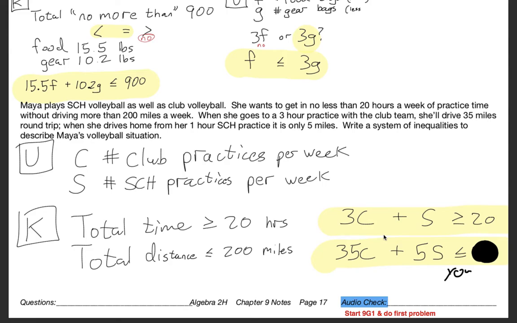Now, if you wanted to graph these two, you could put vertically, instead of y, a C-axis, and horizontally, instead of x, you could put S as the horizontal axis, and you could graph and find a region of actual values that would satisfy this. But right now we're just looking to set up the inequalities from the word problem. So I want you to start in ING1, do the first problem, and I'll see you in class.